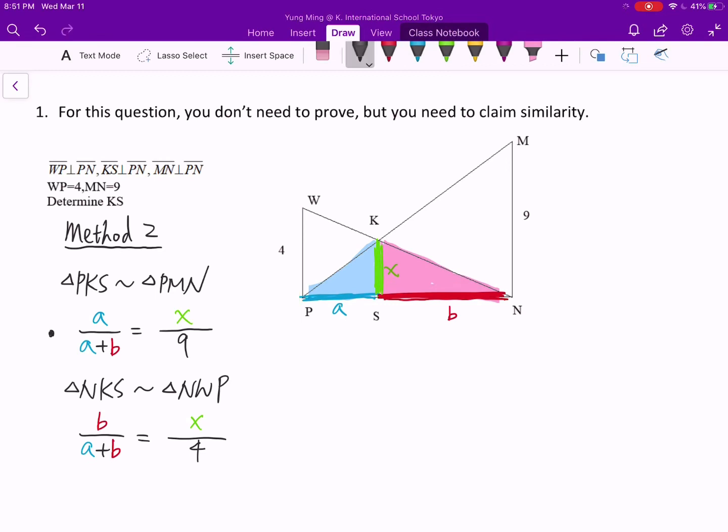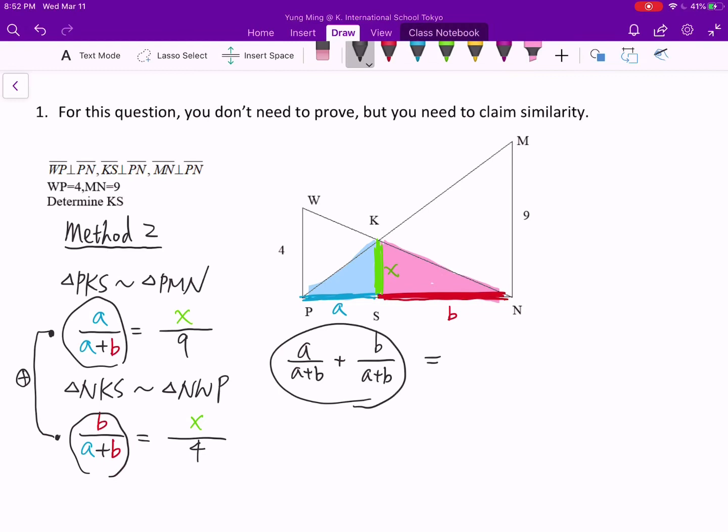The magic is if we actually add these two together. So what I'm going to do is add these two. Left-hand side add left-hand side, right-hand side add right-hand side. So what I'm going to get is A over A plus B plus B over A plus B. So these are my left-hand side, and that is equal to my right-hand side.